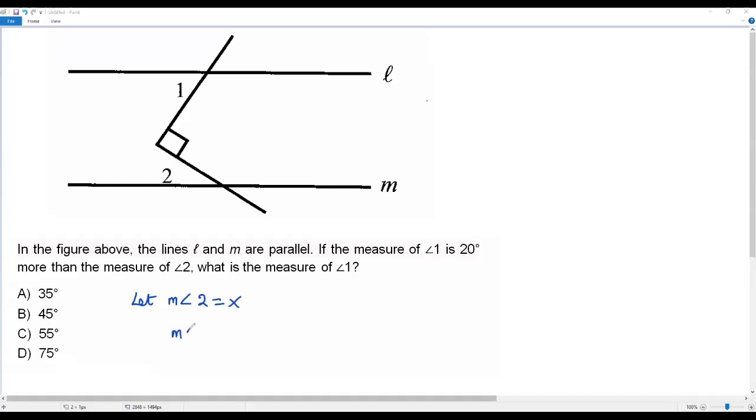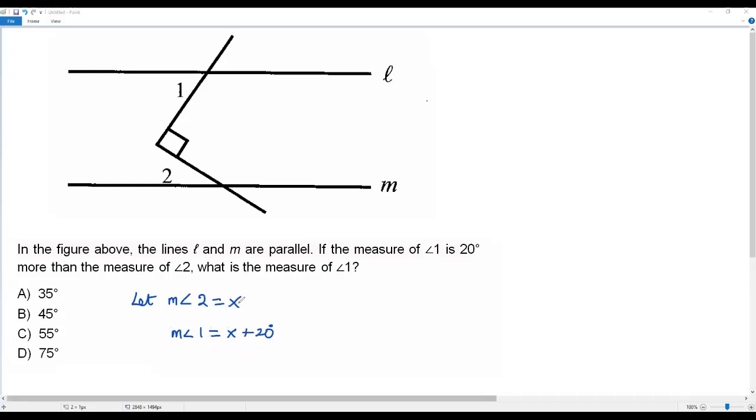And then the measure of angle 1 equals 20 degrees more than the measure of angle 2. Already we have assumed x as the measure of angle 2, then the measure of angle 1 has to be x plus 20 degrees. So that is 20 degrees more than the measure of angle 2, x. Once I get the value of x, I can plug it in over here and add 20 to get the measure of angle 1. According to the question, we have to find the measure of angle 1.